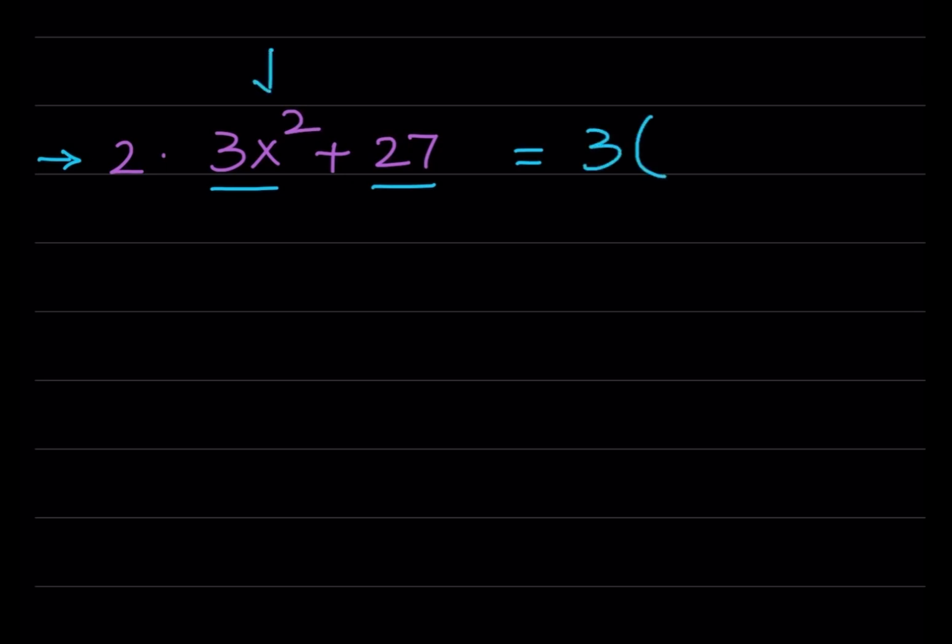So when you divide the first term by 3, this becomes x square, plus when you divide the second term by 3, that becomes 9. So the answer is 3 times x square plus 9.